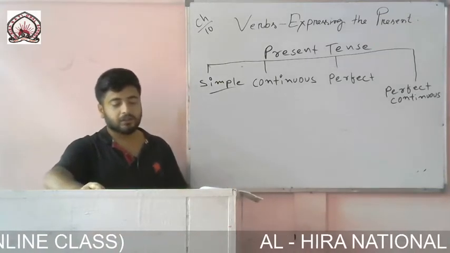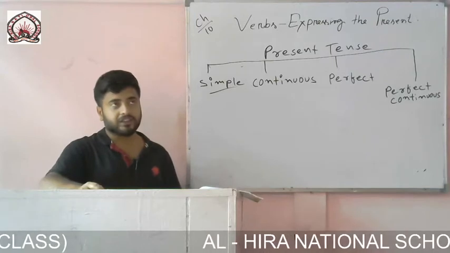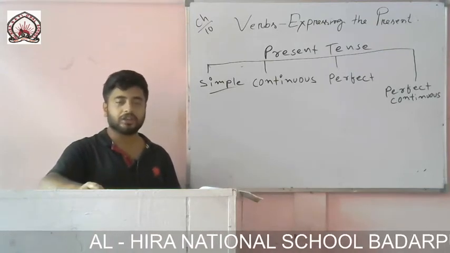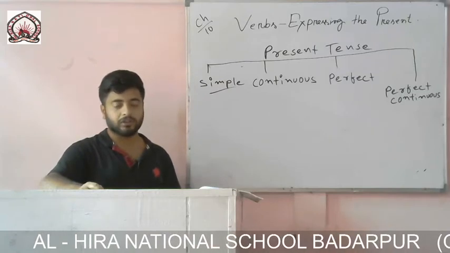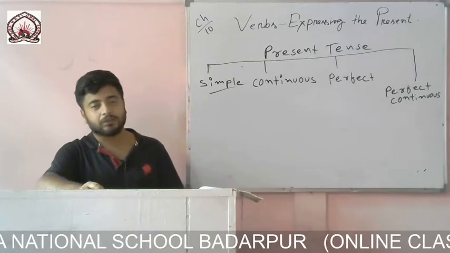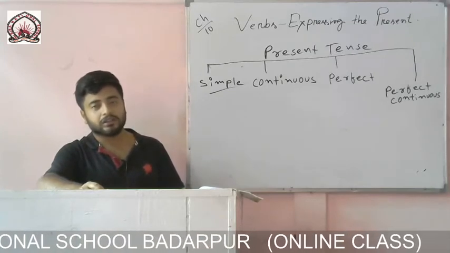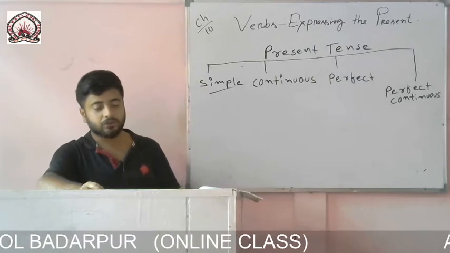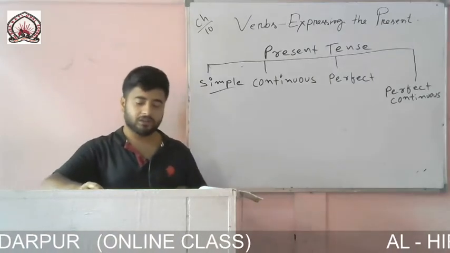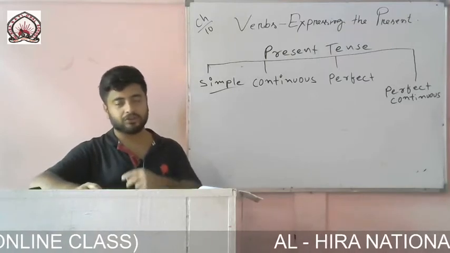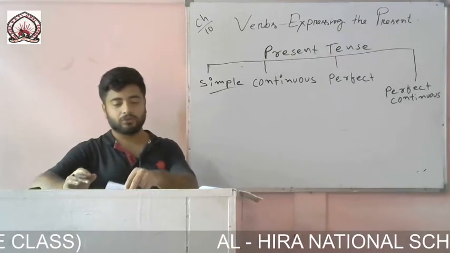Generally we use present tense for habitual action and universal truth. Universal truth is the truth which cannot be changed, and habitual action means the action which we do regularly, on a regular basis. Understood or not? So you have to use simple present there. Generally it is used with habitual action and universal truth.